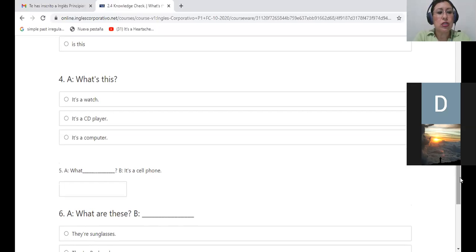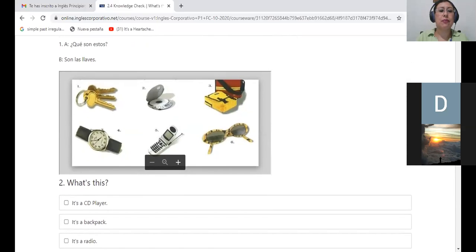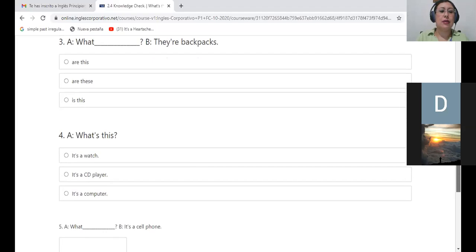It's a watch, it's a CD player, or it's a computer. If you connect the number four with the number four, you can say, it's a watch. Remember that watch is the one that I use here in my wrist. And the one that is on the wall, you call it clock, ¿verdad? El que ponemos en la pared se llama clock. Y el que tenemos aquí en la muñeca se llama watch.